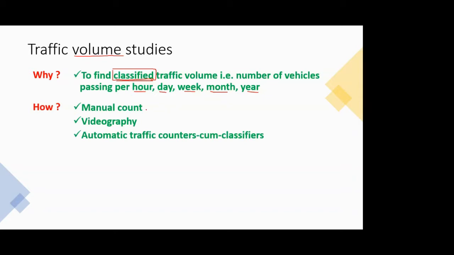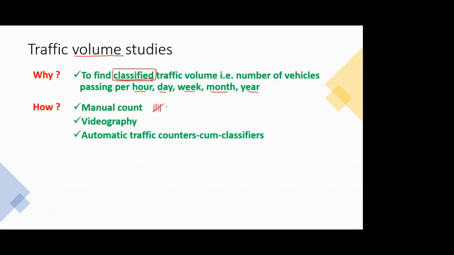Either you do it by manual count, as in you deploy people, or you yourself stand at the roadside with a pen and paper in your hand and a proper format, and then you go on counting your vehicles by just the tally marks, that is 1, 2, 3, 4 and 5. So these are known as tally marks.